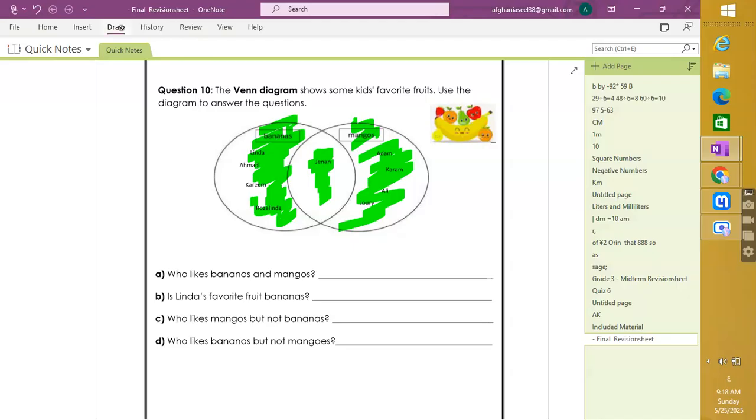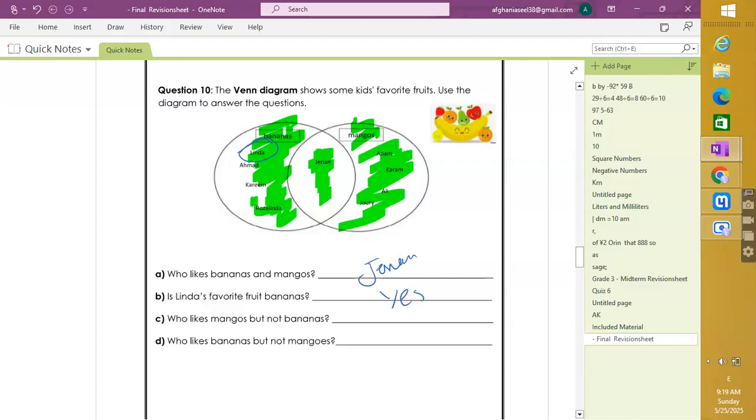Okay, so let's see the questions. A. Who likes bananas and mangoes? Who likes both bananas and mangoes? Of course you will tell me, Jinan. Excellent. What about B? Is Linda's favorite fruit bananas? Yes, because her name is in this part. That means she likes bananas. Excellent.